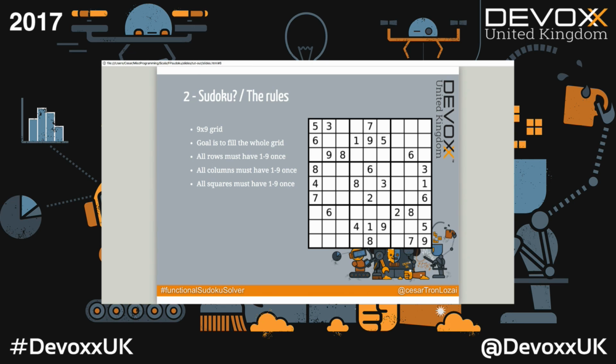I'm sure most people are familiar with Sudoku, but I'll still summarize. You have a 9x9 grid, and you have to fill it with numbers from 1 to 9, and there are only 3 rules. The first rule is that in each row, you need to have all of the numbers from 1 to 9 exactly once, and it's the same with columns and the 9 squares as well.